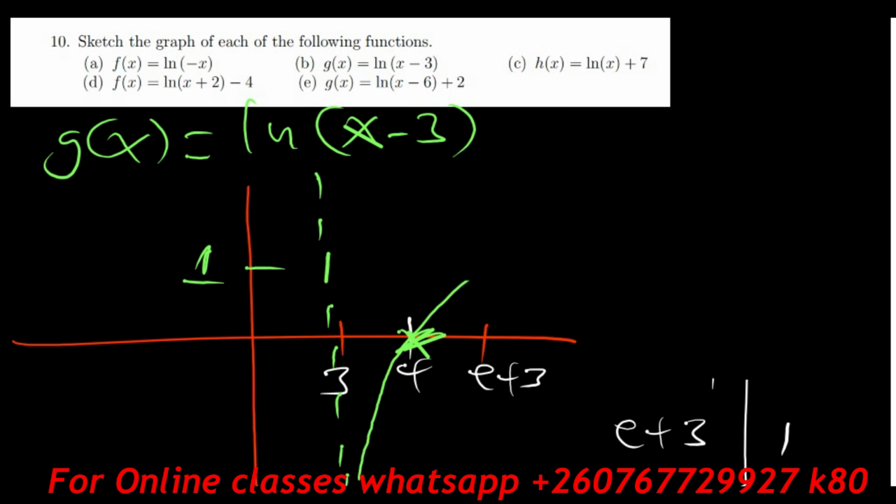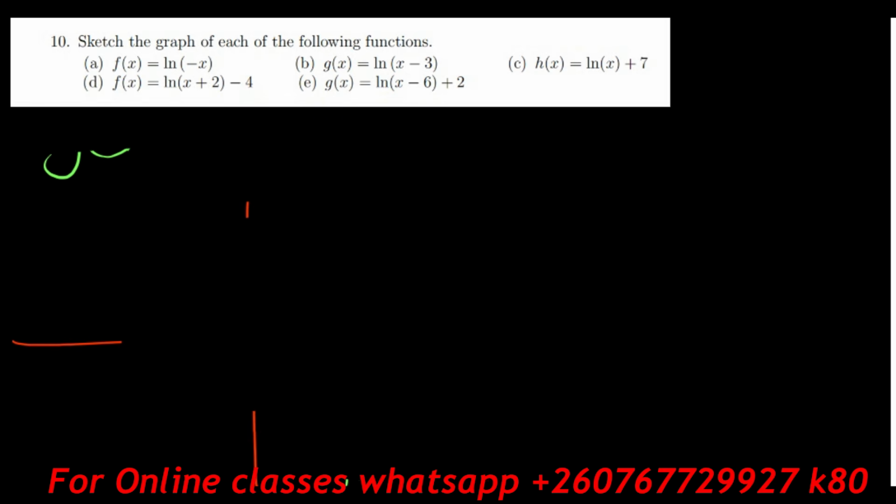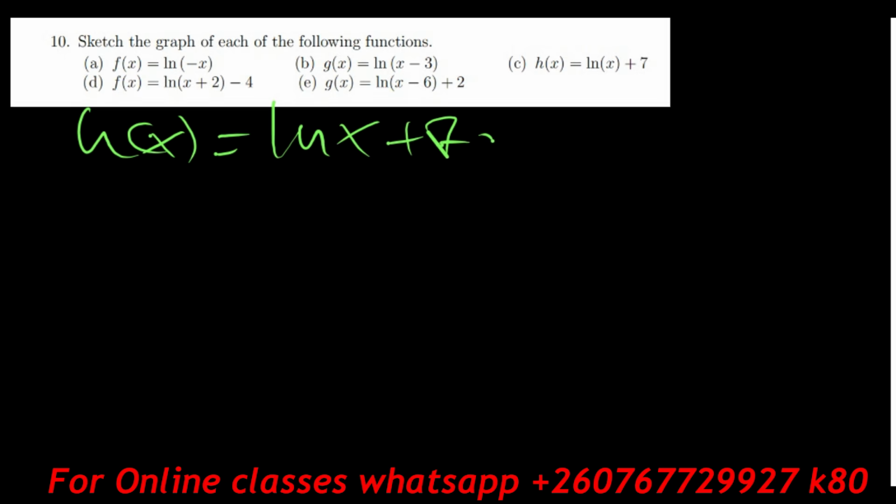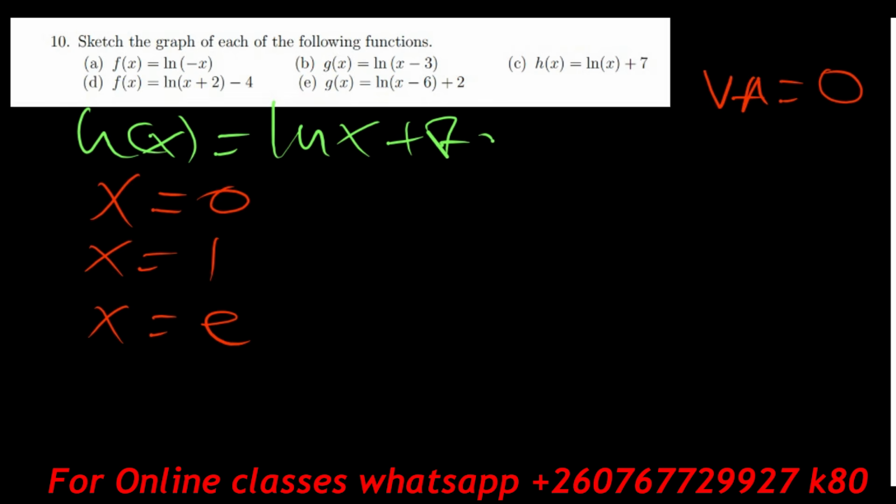Let's see how we can do part C. So part C, we have h of x to be equal to ln x plus 7. Remember, we are only getting what is part of the ln. This is just x. We equate it equal to 3 things. What are those 3 things? We are going to say x is going to be equal to 0, x is going to be equal to 1, x is going to be equal to the base, which is e. The one we are saying equal to 0 is our vertical asymptote. Our vertical asymptote in that case is 0. As simple as that.